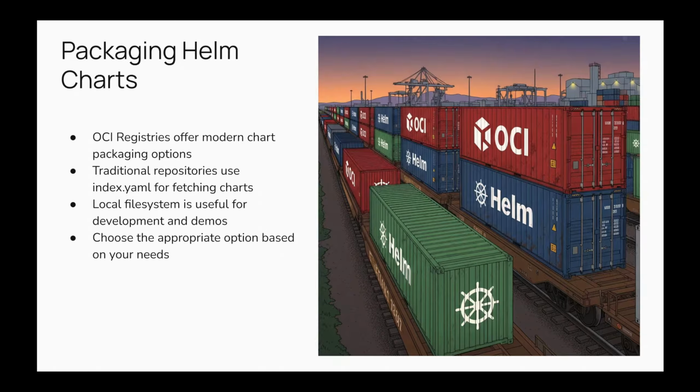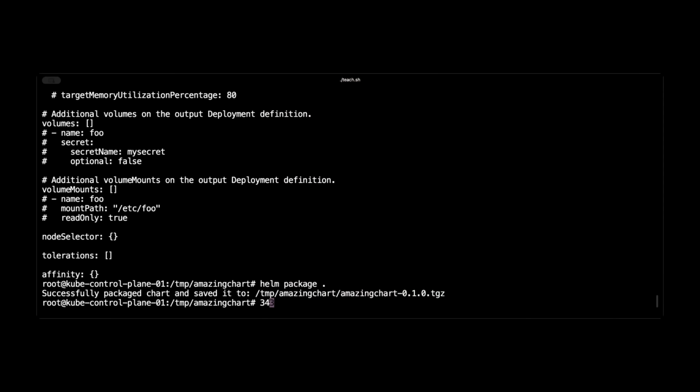OCI registries, recommended for modern workflows. Helm now supports storing charts in OCI compatible registries such as GitHub Container Registry, GitLab Container Registry, Amazon ECR, Azure Container Registry, Google Artifact Registry, and so on. So the command for pushing the chart is something like this. Let me switch back to the terminal so you can see how we push the chart into the repository.